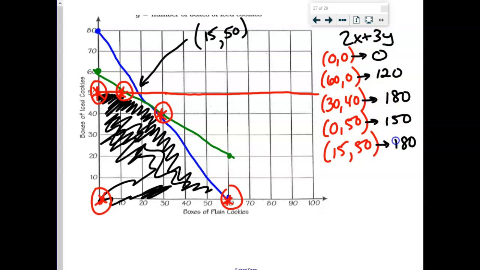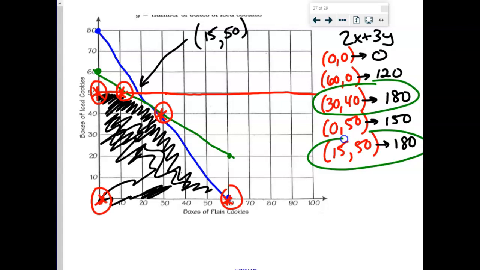Okay. So what do we come back to Jack and Jill with? What do we tell them? Now they want to make the most amount of money. Turns out they have a choice. So I guess it's up to them. Maybe they need to think about their customers a little more. Would it make more sense for them to produce 30 plain and 40 iced, or 15 and 50? So those are the options that we give to our business. Say, here's how you're going to make the most money.